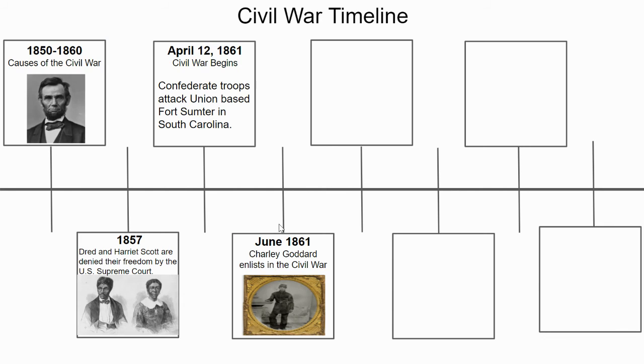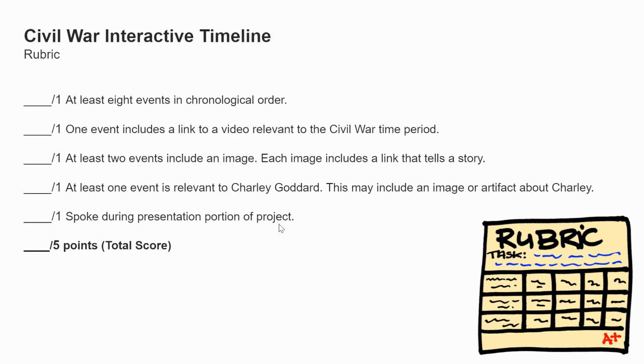The last thing that I want to address with you is the rubric. The rubric will be based off of the following. 1, you have at least 8 events that are in chronological order. You have at least 1 event that includes a link to a video, preferably only 1 video link, and it's relevant to the Civil War time period. You have at least 2 events that include an image. Each image includes a link that tells a story, as I did with Dred and Harriet Scott.